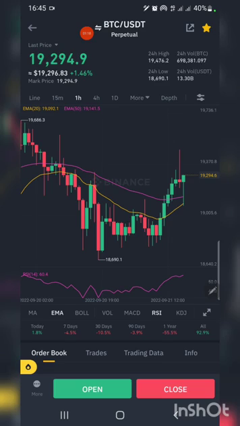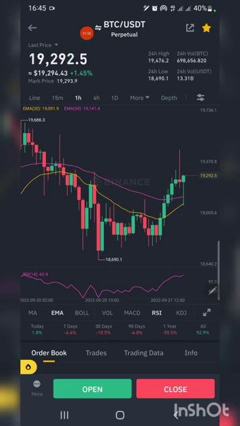So what is a support level? This is simply a price level where an asset gets to and stops falling. I'm going to show us in the chart. And resistance is a price level where the price of an asset gets to and stops rising.